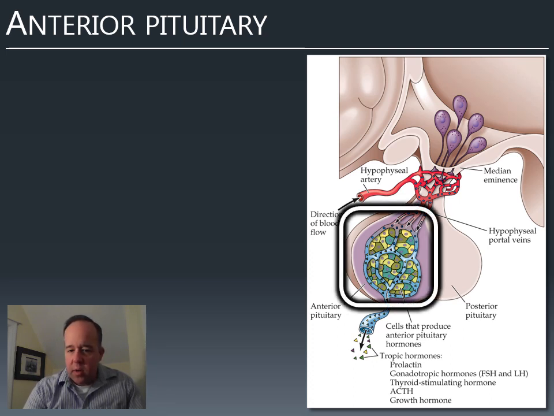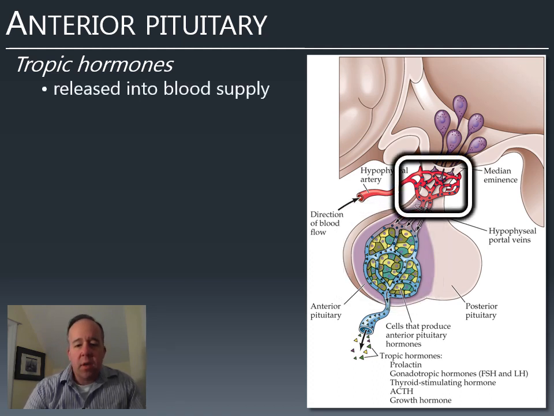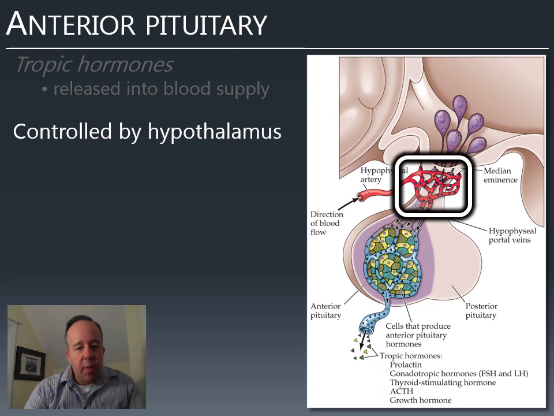So here we have the anterior pituitary, and this mixture of colors is meant to indicate the different cells that release different hormones. We're not going to go through all of them, but what these cells do is release what are called tropic hormones. It looks like tropic, it's pronounced tropic. These are the chemicals that go into the blood supply and circulate around the rest of the body and have an impact on different organs in the body. So the anterior pituitary is very important. Disorders of the anterior pituitary can be very disruptive to the body. But again, it's controlled by the hypothalamus.